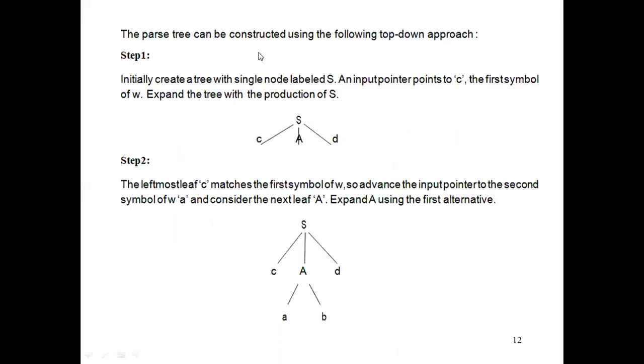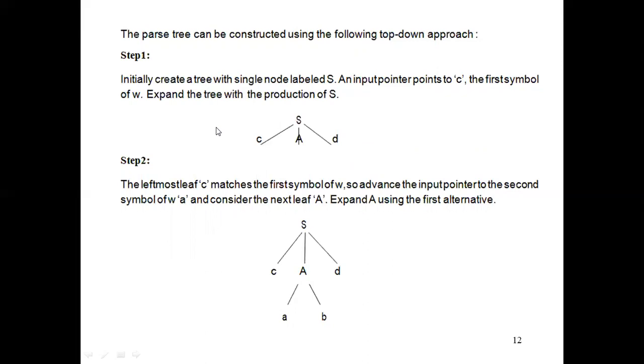These are the parse trees we can check here. Initially create a tree with a single node labeled S at the starting, so CAD. Here we will draw the parse tree, which is called the syntax tree. You can divide this node CAD like that, and the input pointer points to C. Initially we set the input pointer SSM here, to the first symbol of W, where W is the given input string. Expand the tree with the production of S.